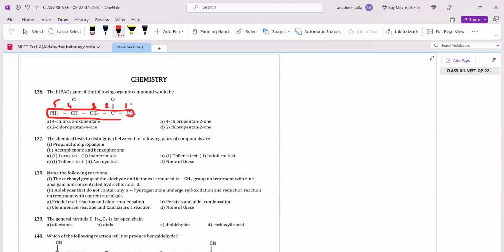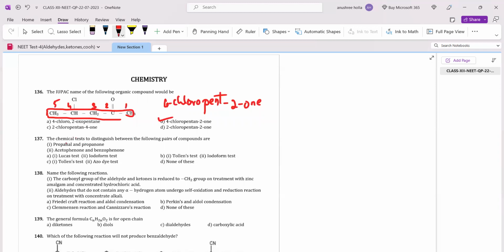So now this is 4-chloro pent, because I have 5 carbon atoms, and the carbonyl group is at second position. So it is pent-2-one. So this is option B.